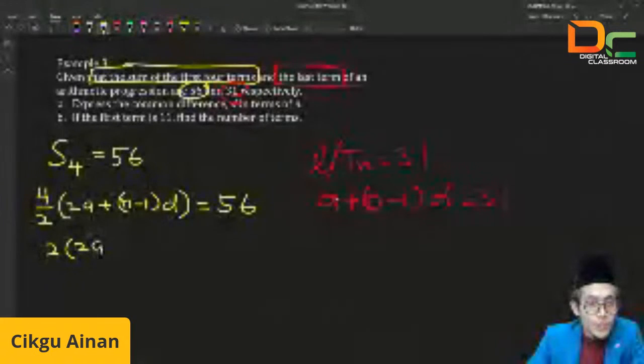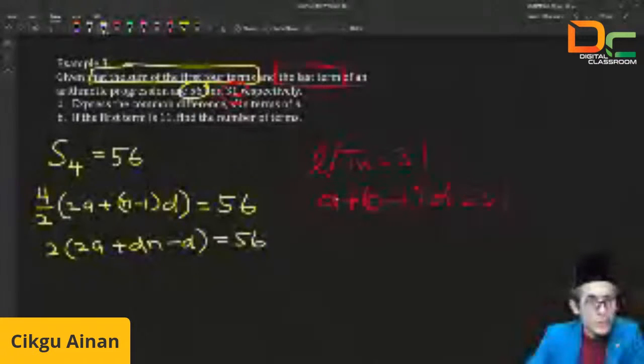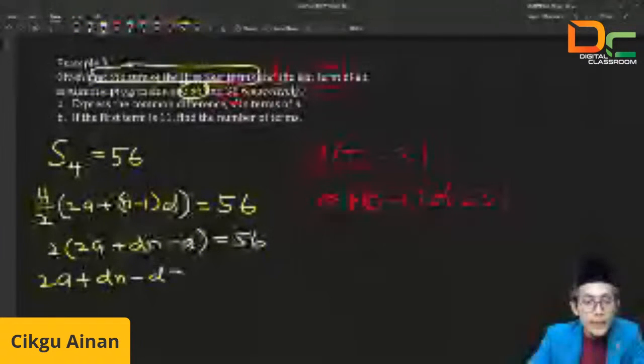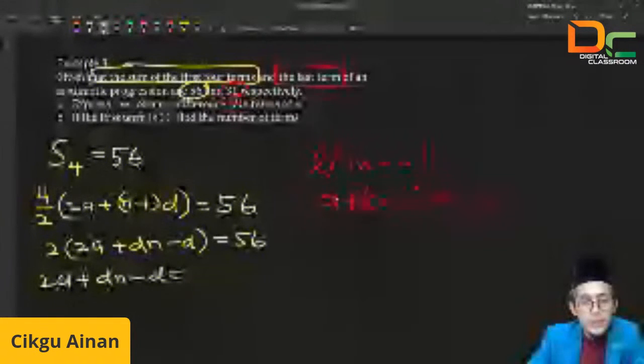So 4 by 2 is 2. Okay, and then 2A plus this one multiply, Dn minus D. Okay, 56. Now what else? We divide by 2. So 2A plus Dn minus D equals 56 divided by 2 is 28. 56, 28, correct.